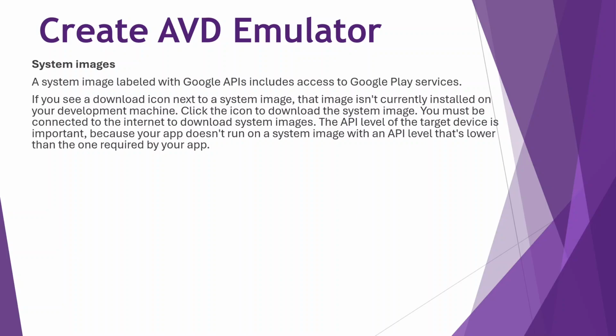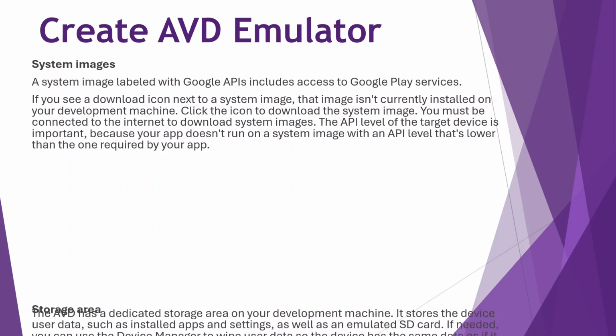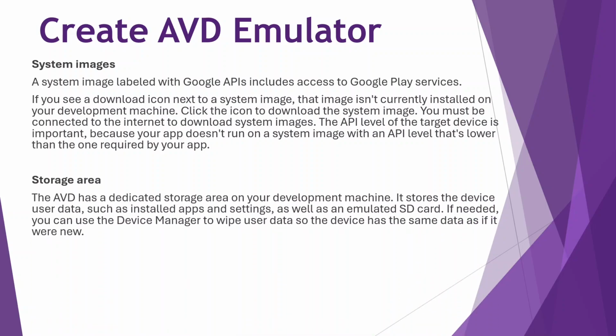If you see a download icon next to the system image, that means that particular image is not present in your system. You need to click on download, and then that image will be downloaded to your system and you can select the image. If you do not have a download icon next to the image, that means the image is already downloaded to your system.